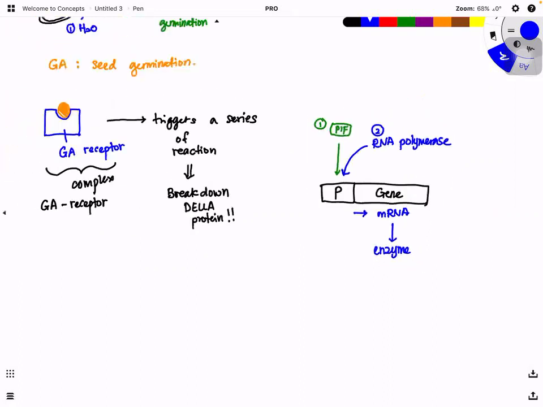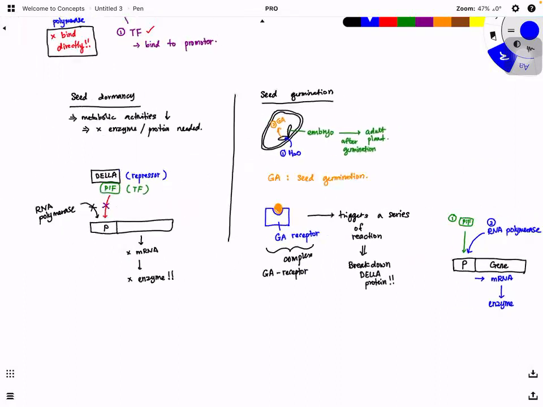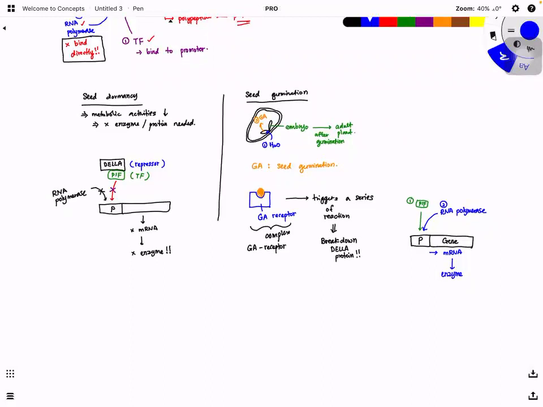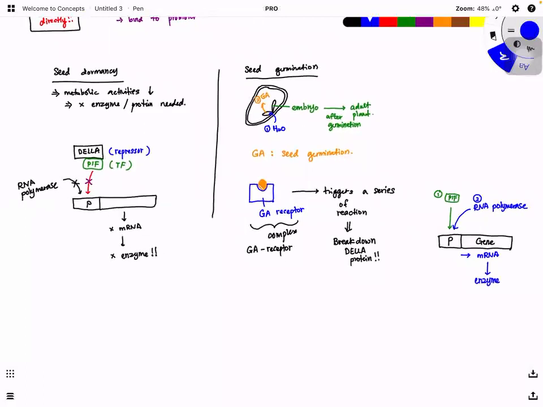Okay, so now, if you need to take a photo, you can, to compare between these two processes here. One is seed dormancy, another one is seed germination, based on this DELLA repressor protein. So again, I explain it again here. The DELLA repressor proteins, what they do, first, they bind to the transcription factor known as PIF, phytochrome interacting factor. So when a PIF is bound to the DELLA proteins, they are unable to bind to the promoter.